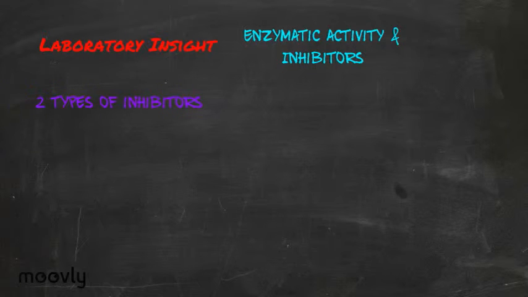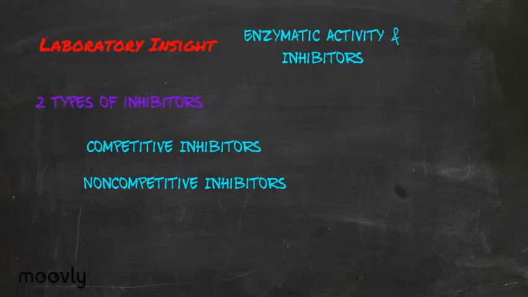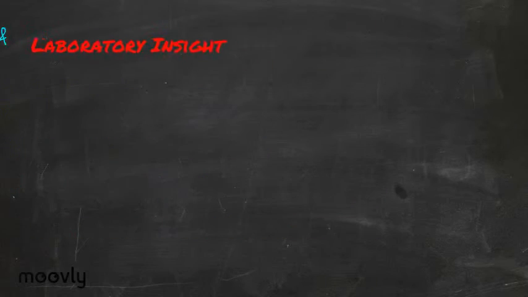There are 2 types of inhibitors. There are competitive inhibitors and non-competitive inhibitors. Although both of these inhibitors work differently, they both lower enzymatic activity.